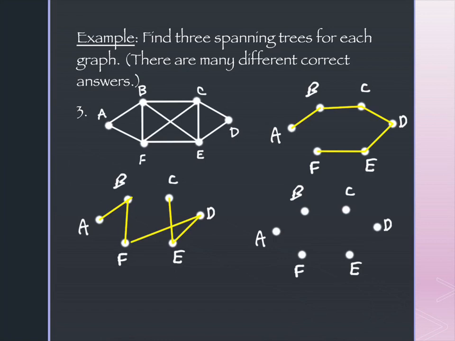Somebody give me a point you'd like to start at. C. Where do you want to go next? A. So C to A. Where do you want to go after A? E. A to E, sorry. We'll go to E. What's next after E? B. Thank you. And then F. And then our last point to get to is D.